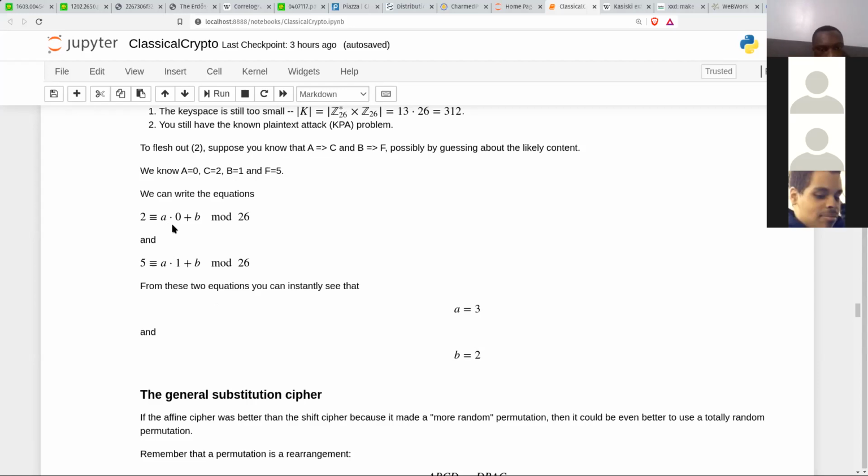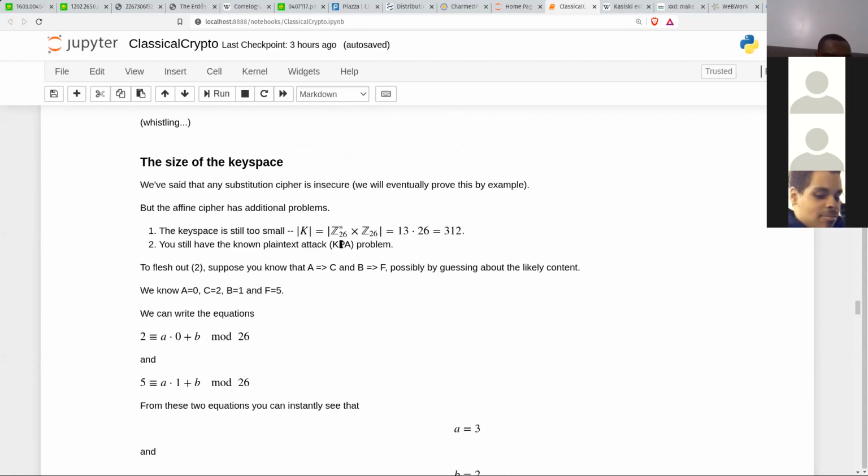This first equation tells you that B must be what? 2. Yeah, B must be 2. And then once you know B is 2, what does A have to be down here? 3. Yeah, 3, because you take 2 away from both sides, and then 3 is equal to A times 1, so 3 is congruent to A. So from this known plaintext, you can immediately find the key. A is 3 and B is 2.